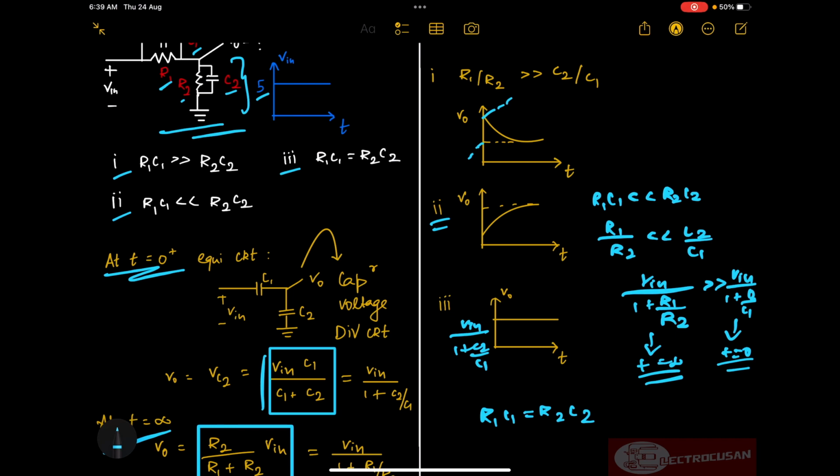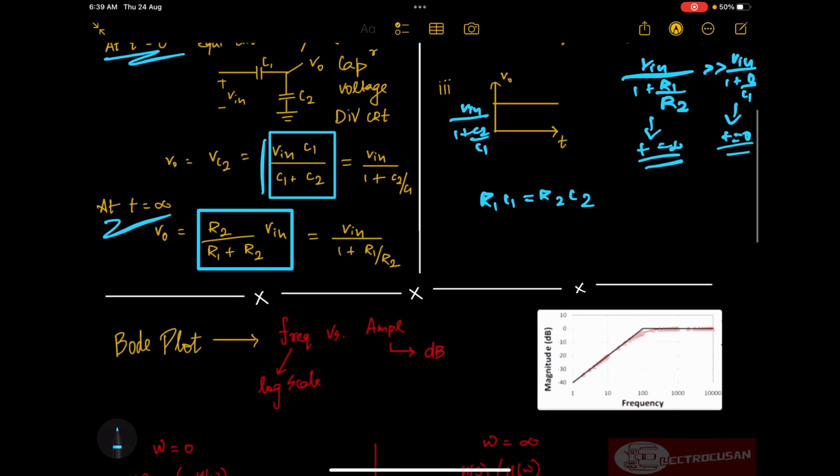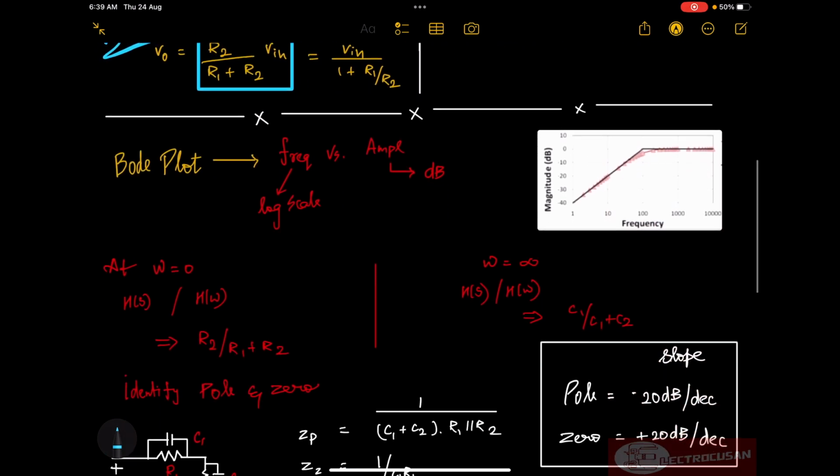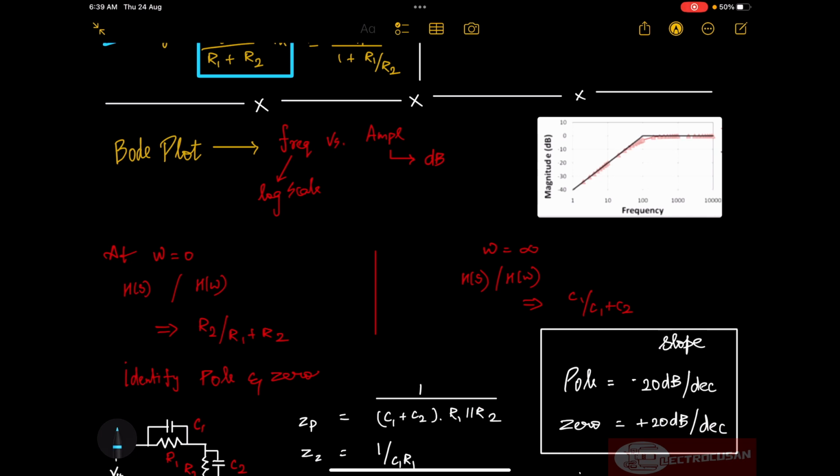Now the interviewers might also ask you to plot the frequency domain of this circuit. In order to do that, first of all you need to know what is meant by a Bode plot. So what is a Bode plot? It is a plot between the frequency and amplitude, in which the frequency is represented in logarithmic scale and the amplitude is represented in decibel scale.